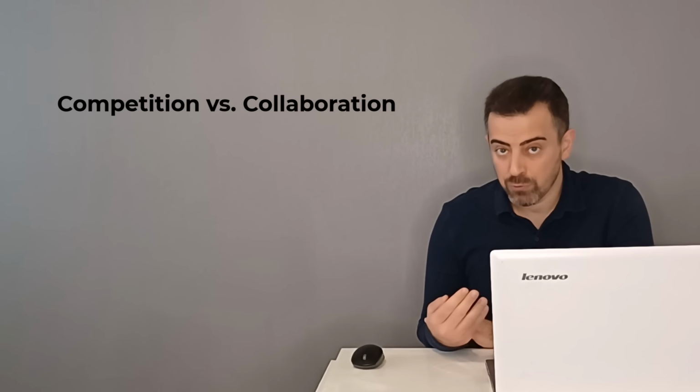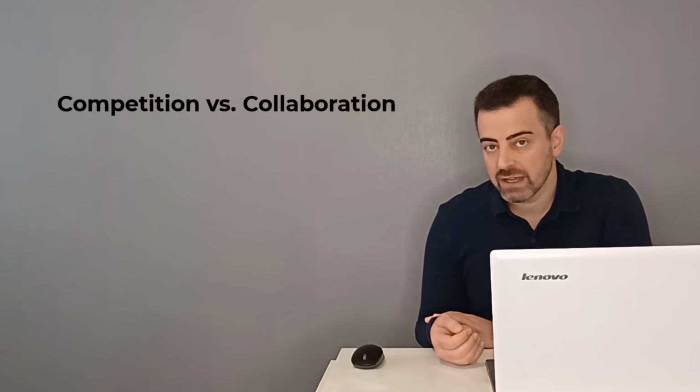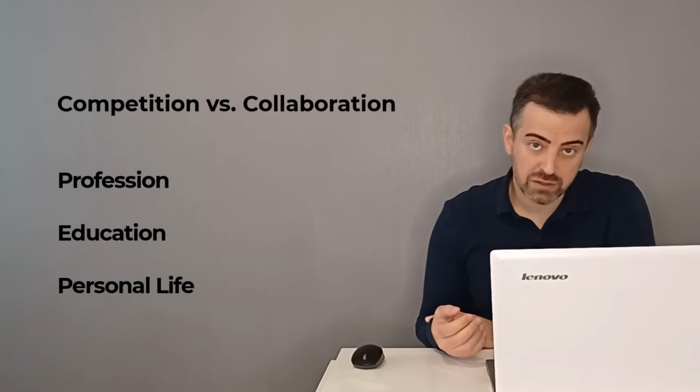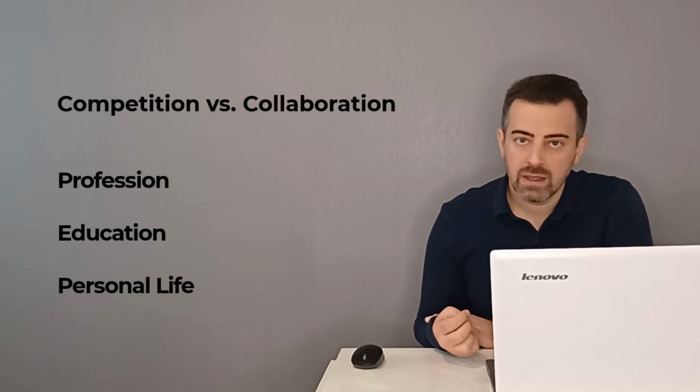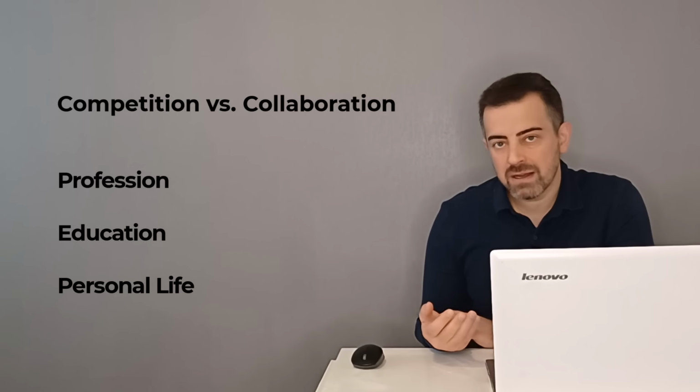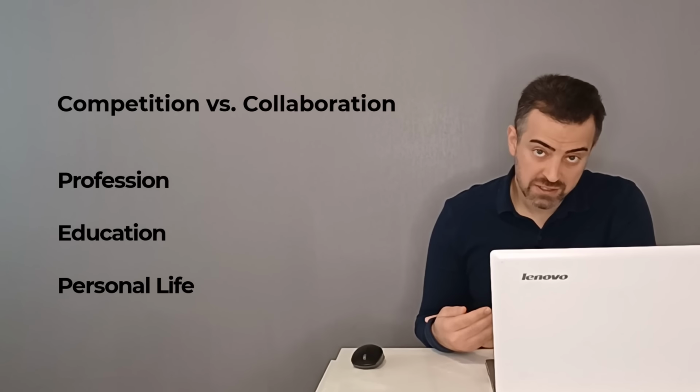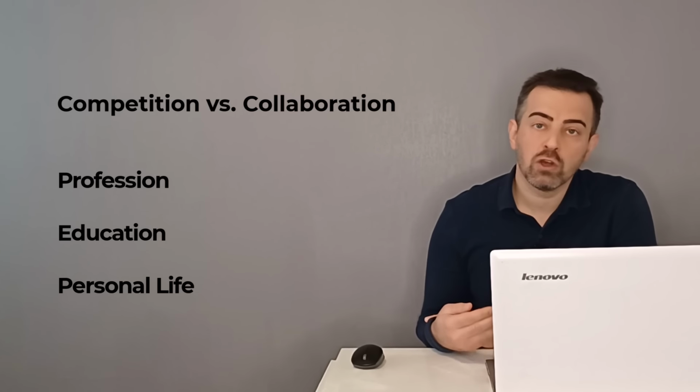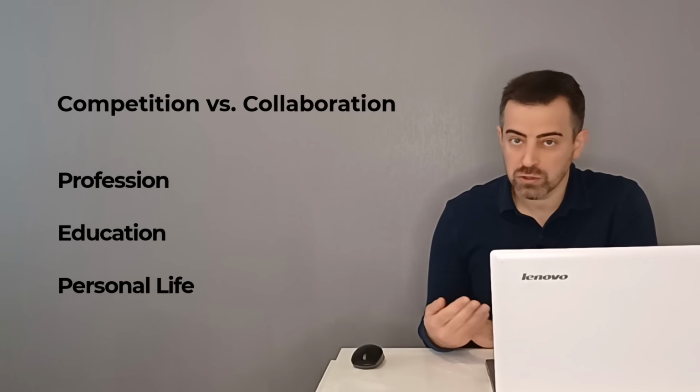Before we start writing, we need to understand the topic and come up with relevant ideas about it. This essay is about competition versus collaboration in different areas of life, including profession, education, and personal life. Simply put, we are talking about advantages and disadvantages of competition and look at collaboration as a possible or useful alternative. And then we need to say where we are standing in this argument.